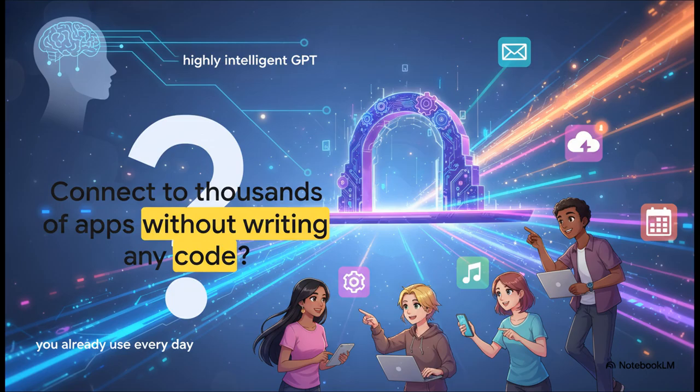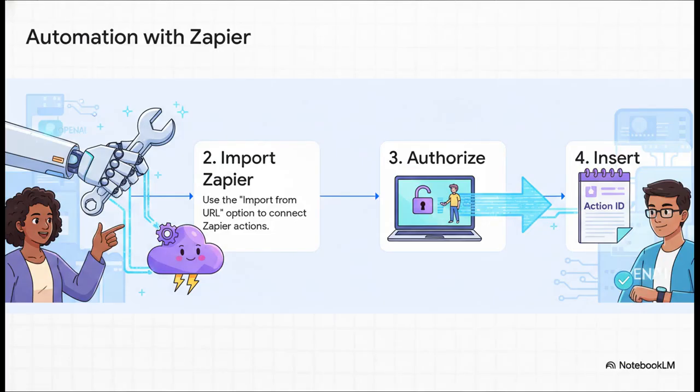These tools are basically the bridge that connects your super smart GPT to all the other apps you're already using every single day. And a tool like Zapier makes this incredibly easy. In the configurator, you just hit Create New Action and import the setup straight from a Zapier URL. You'll have to authorize OpenAI to talk to your Zapier account, of course, and the last piece of the puzzle is to copy a specific action ID from Zapier and paste it back into the GPT configurator. And that's it! With just a few clicks, your GPT can now do things like create Google Docs, fire off emails, or add tasks to your project management tool.